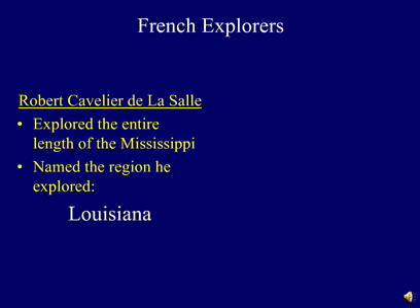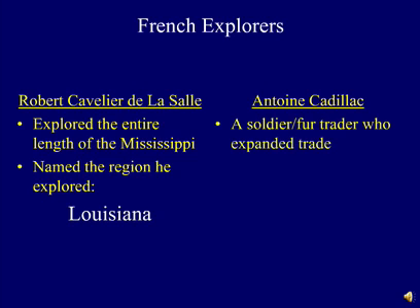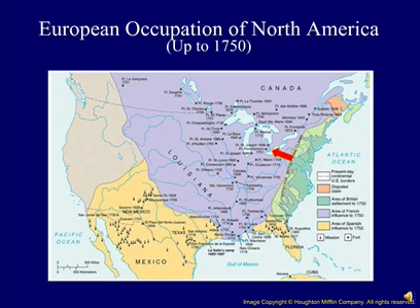The other important individual was Antoine Cadillac. He came to New France at the age of 25 and was involved with the fur trade. He was important because he founded the city of Detroit in 1701. The actions of these 2 men served to enhance French claims to the interior of North America. The arrow here points to Cadillac's Detroit.